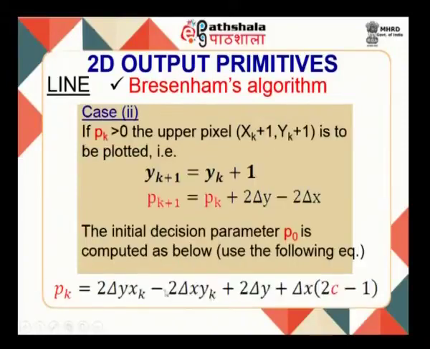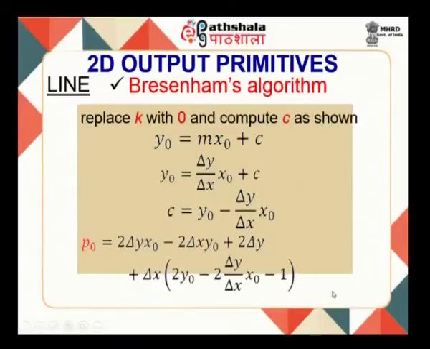If you replace k with 0, you have this equation as 2 del y x naught minus 2 del x y naught plus 2 del y plus del x into 2c minus 1. The c is colored in red to indicate that this is the odd man out in this entire equation. There are delta x's, delta y's, x k's, x, y and so on, except one term, which is c, and we have to replace c with some other term. Let us see how to compute that c.